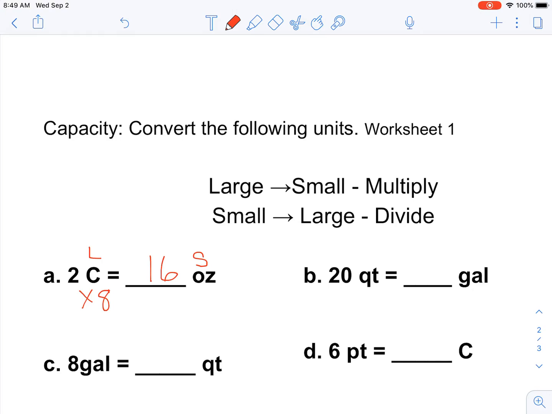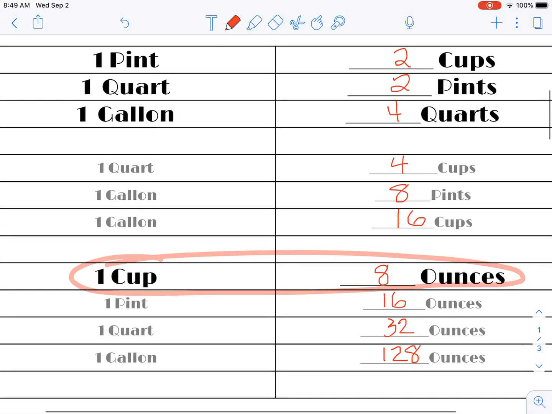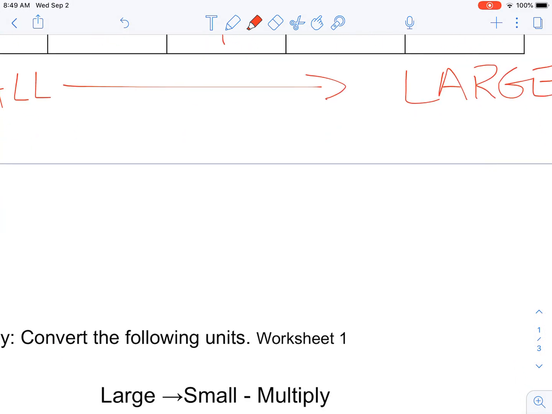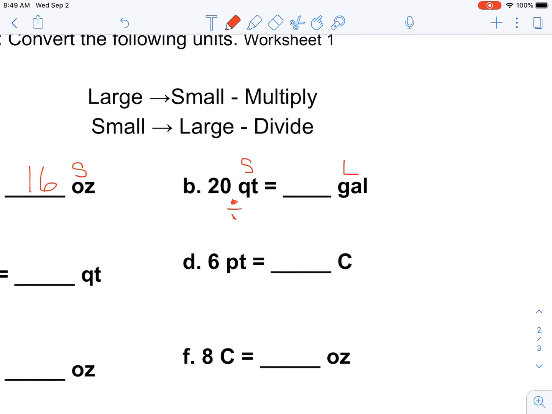Let's try B here. A quart or a gallon. A gallon is larger. So this one we're going small to large, which means that we divide. And for quarts and gallons, if you don't remember, you're going to come back to the chart and see quarts and gallons right here, that there are 4 quarts in a gallon. So we're dividing this by 4. 20 divided by 4 is 5. So 20 quarts is the same as 5 gallons.